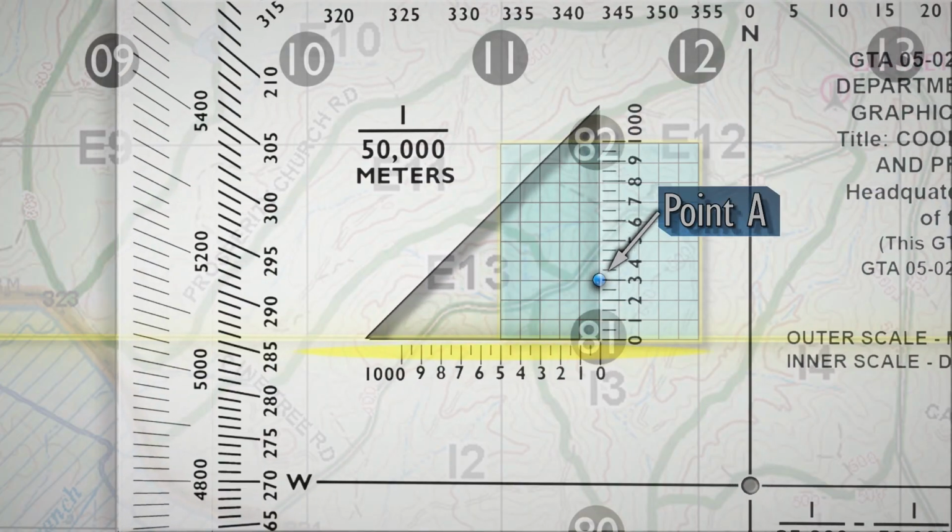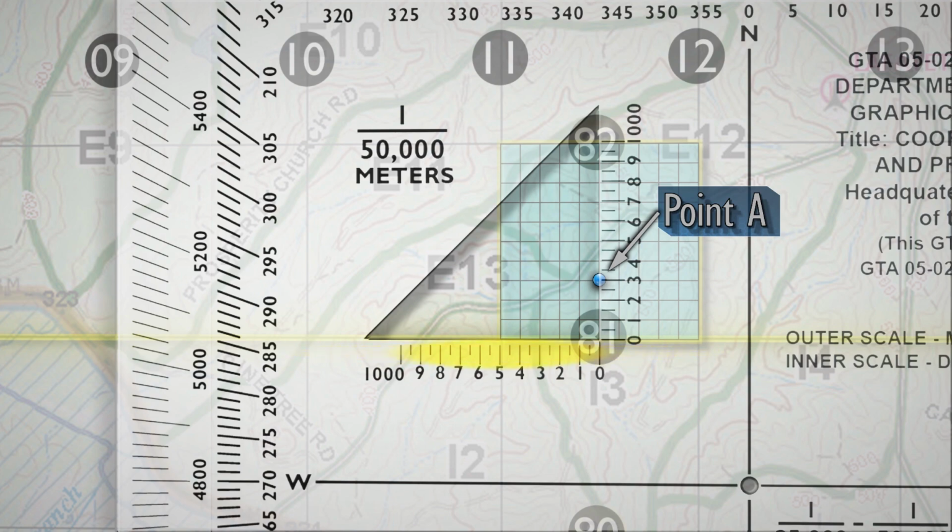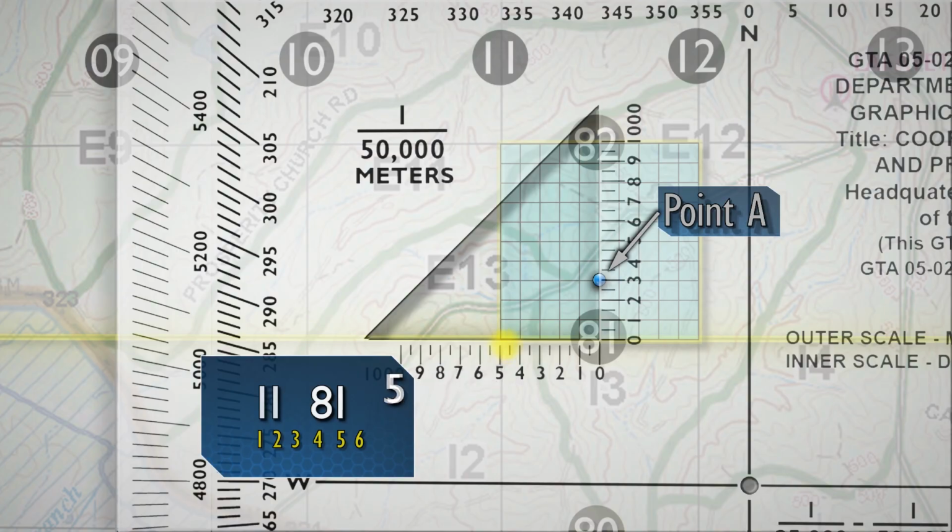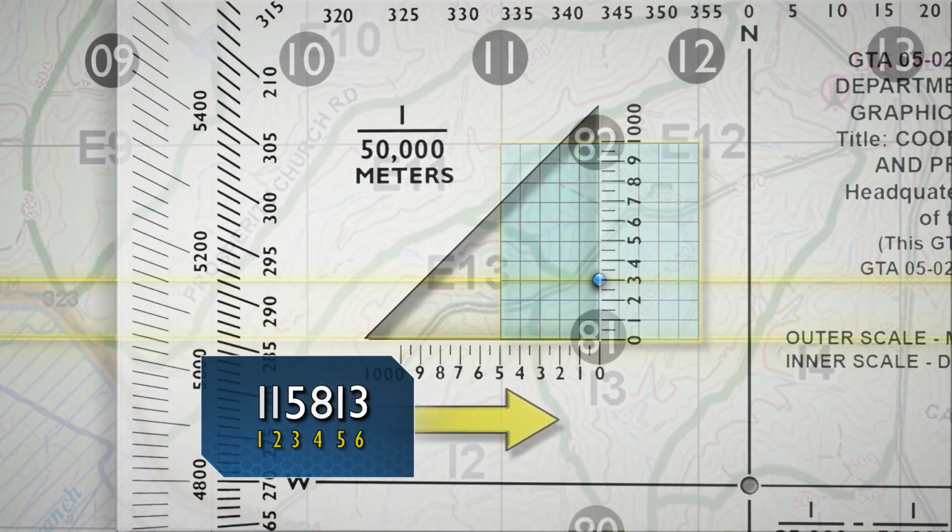To determine the 6-digit coordinate, look at the 100-meter mark on the bottom scale, which is nearest the vertical grid line. This mark is the 3rd digit of the number 115. The 100-meter mark on the vertical scale nearest to point alpha gives you the 6th digit of the number 813. The complete grid coordinate is 115813. Always read right and then up.